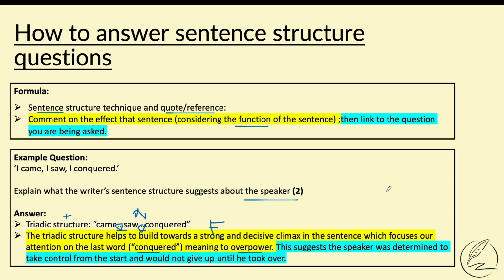So the way that I want you to think about it is almost in 3 parts, even though you're doing 2 bullet points. Obviously, in the first part, you're just thinking about your technique and your quote. And then in your analysis, I want you to think: function of the sentence linked to the question. Okay, follow that formula and it's unlikely that you're not going to get the marks.